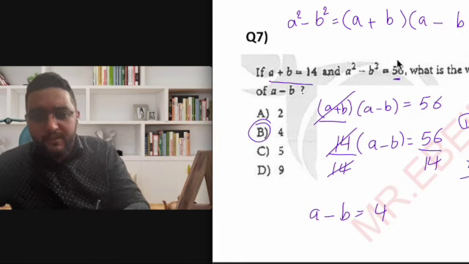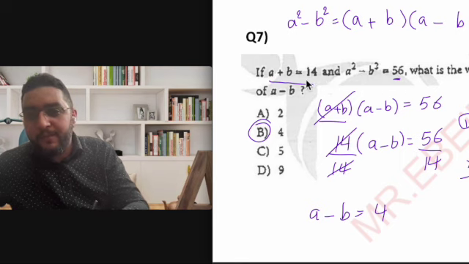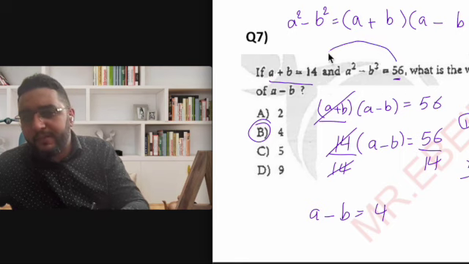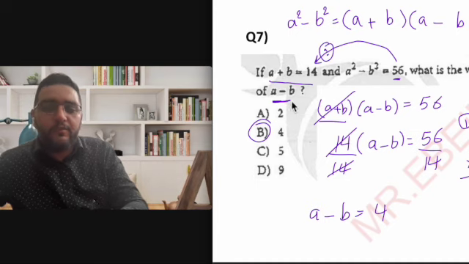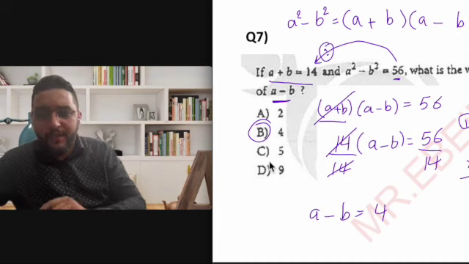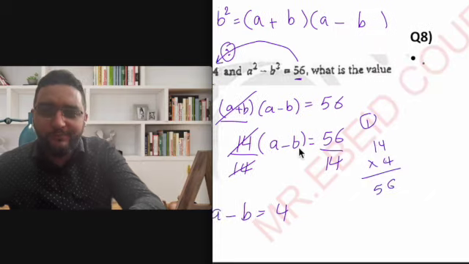In this type of question, if you have a squared minus b squared and you have a plus b, just divide them: 56 divided by 14. So it gives you a minus b, which equals 4. Let's move to another question.